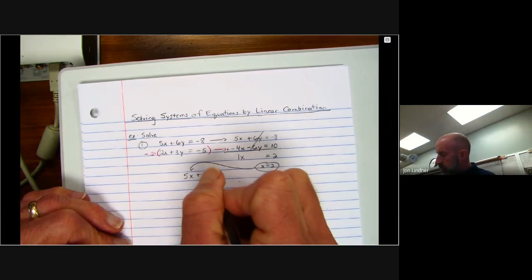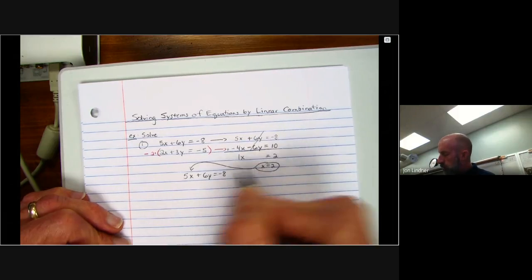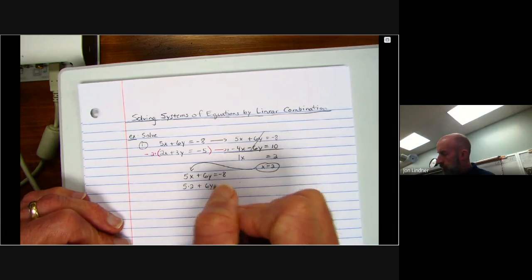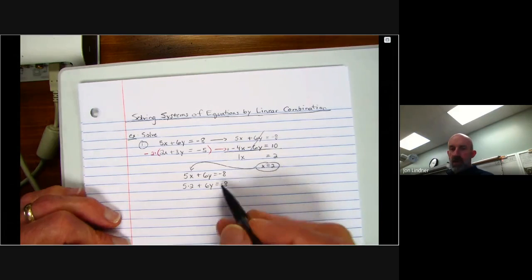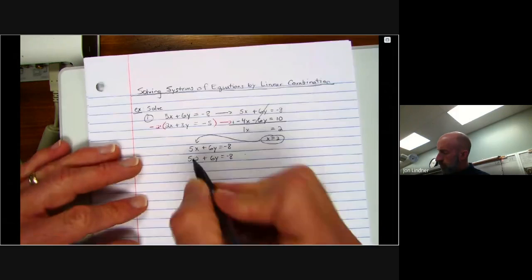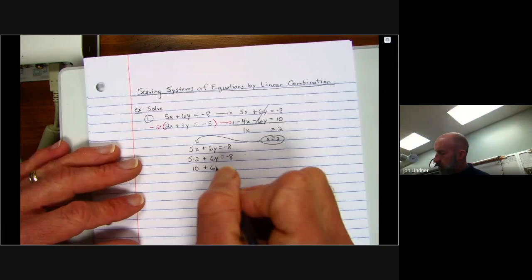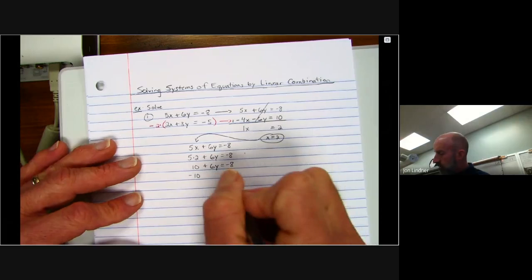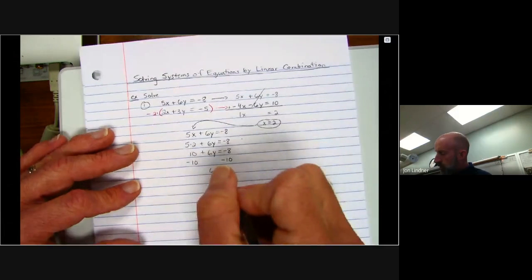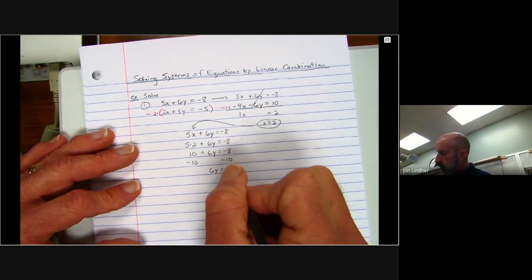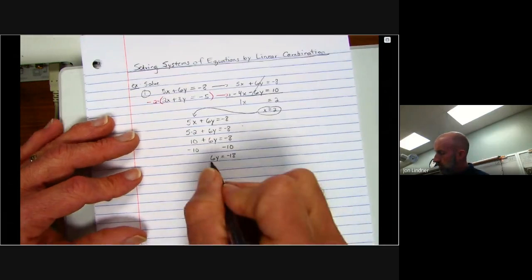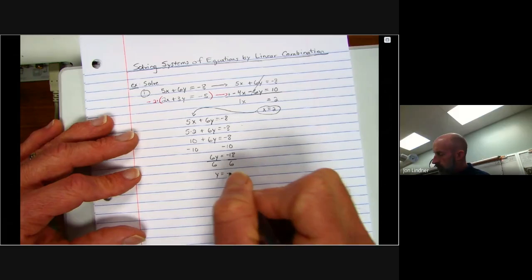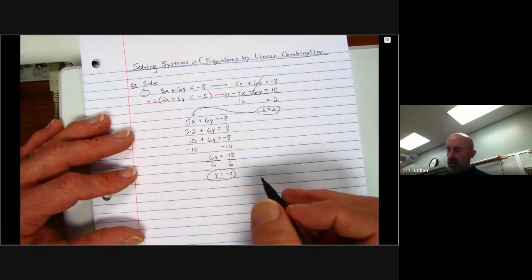5x plus 6y equals -8. So I'll put this 2 in right here. 5 times 2 plus 6y equals -8. And now we can solve for y. So I have 10 plus 6y equals -8. Doing our basic algebra steps here. Subtract 10 from both sides. I have 6y equals -18. Divide both sides by 6. And my y coordinate of the solution is -3.